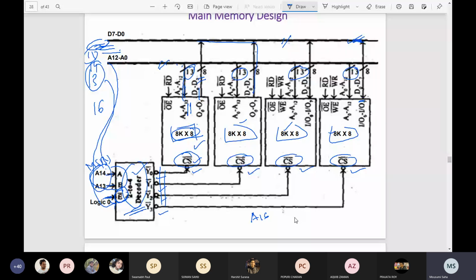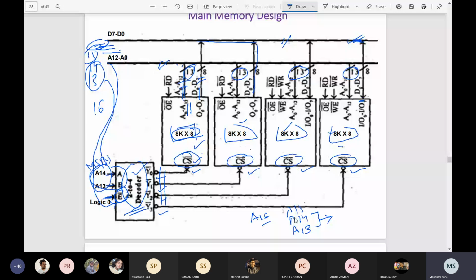So what are the remaining pins? A0 to A12 you can directly connect, but in your system you have more than that bus. That means you have A13, A14, A15 and A16. On that moment, how many chips are required? That is 4 chips. So for the 4 chips only 2 lines are sufficient to select the memory.